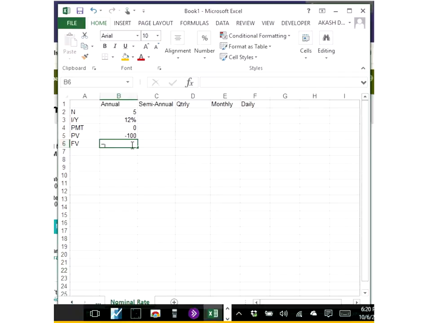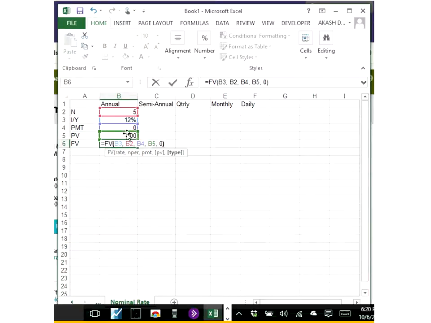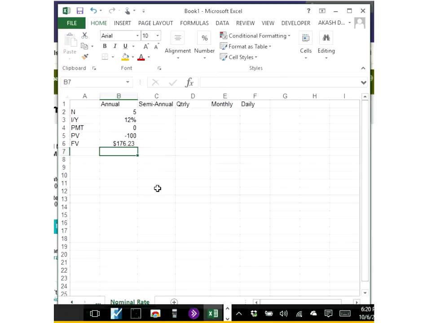So in case of annual, you don't have to do anything because it's just paid once a year. So it'll be future value, rate is 12%, number of time periods is 5, payment is 0, and present value is -100, type is 0. So your future value would be 176.23 after 5 years.